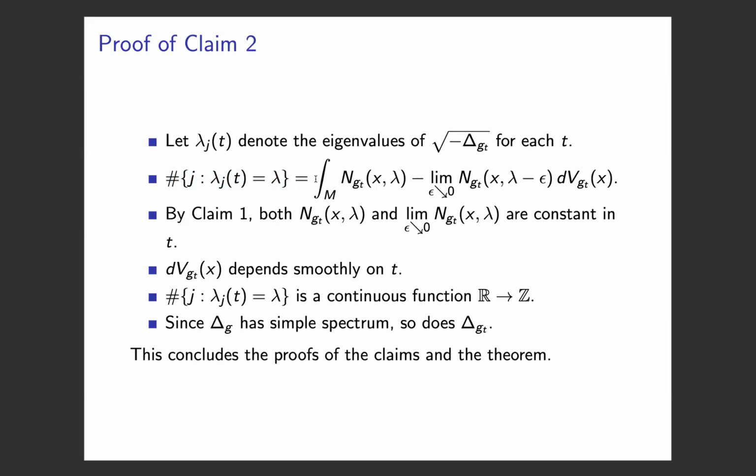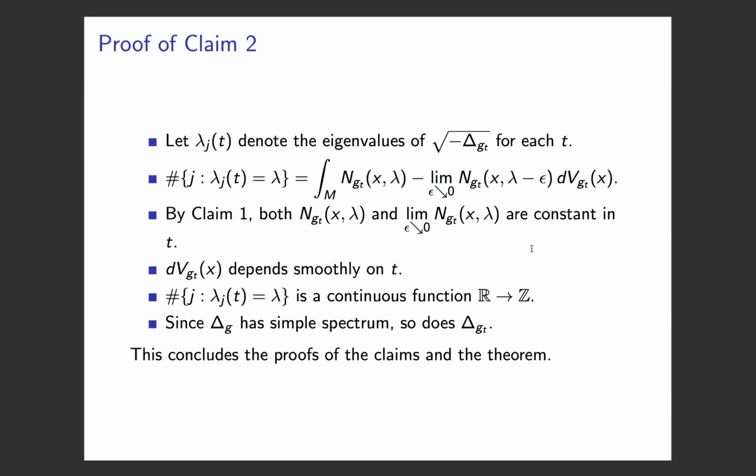So all we're going to do is write this as an integral over the manifold of the local counting function at threshold lambda with respect to gt minus the local counting function at threshold lambda minus a little bit. By claim 1, we actually know that both of these parts of the integrand are constant, at least constant in t.